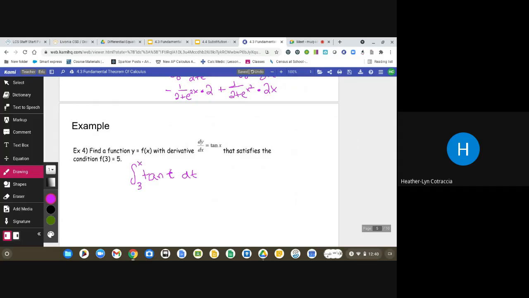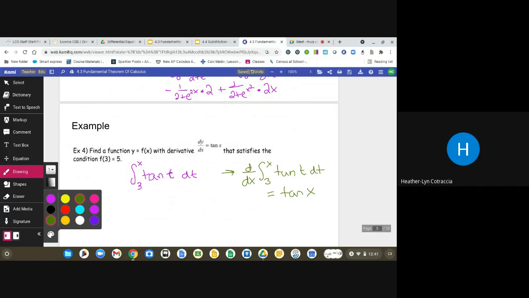So right now, if you think about what we've been doing so far, the derivative of this integral, so let's check it over here. If we did the derivative of the integral from 3 to x of tangent of t dt, that would be equal to tangent of x, okay? Because they would cancel out, the x would go in for the t, done. So it satisfies that condition.